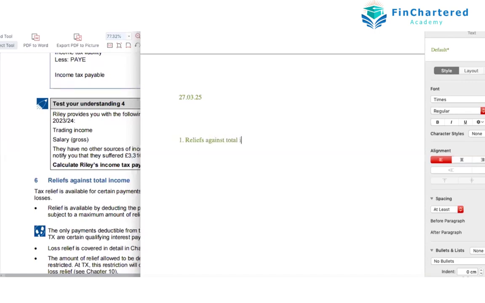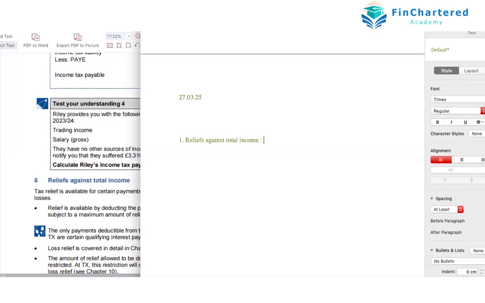Now again, a lot of this we will look at shortly in later chapters also. But what do I mean by a relief? Say you have a certain loss. The government itself will give you a little bit of relaxation on the tax that you need to pay, right? Or say, for example, you have made a donation. Remember, we said the UK tax system encourages donations.